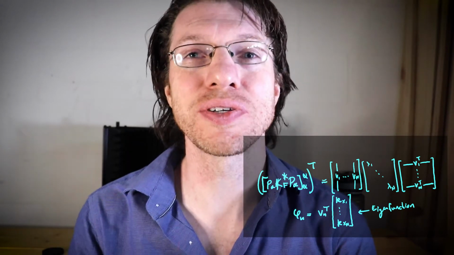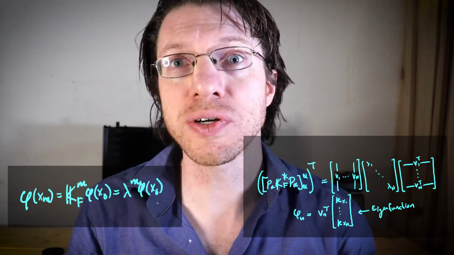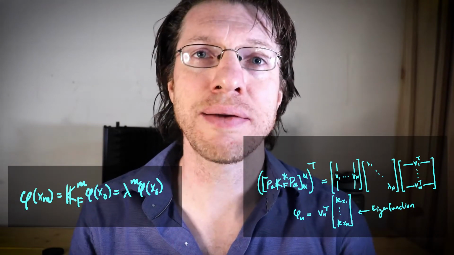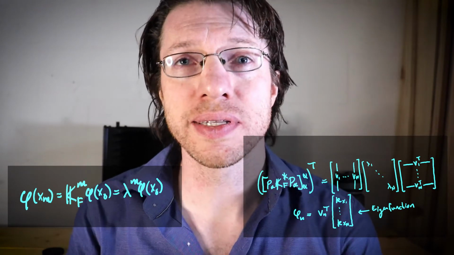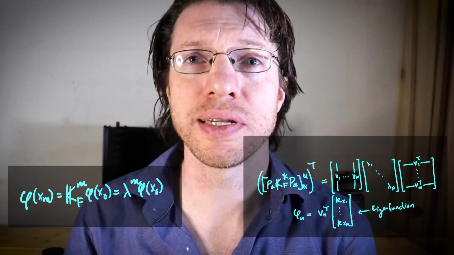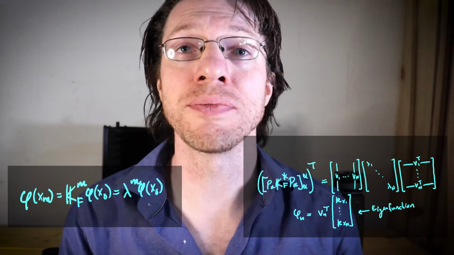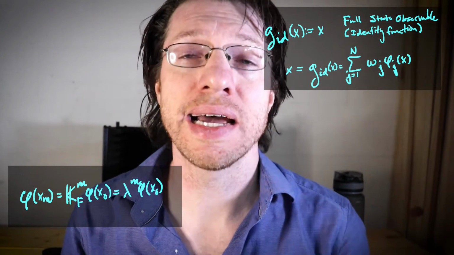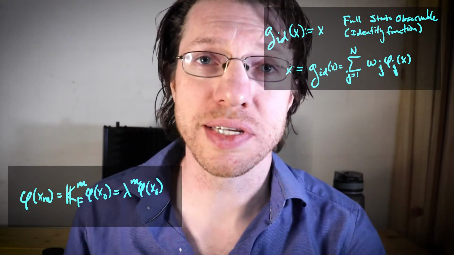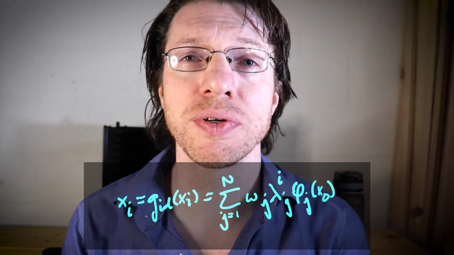We can use the eigenfunction equation or this composition operator to show that the eigenfunctions themselves, when acting on a snapshot, just become lambda to the i+1 times the eigenfunction applied to the initial x0. Then we use these eigenfunctions to approximate what we call the full state observable, or really the identity function. And then we feed into that identity function the current snapshot, and throughout we have a model for this dynamical system using these eigenfunctions.